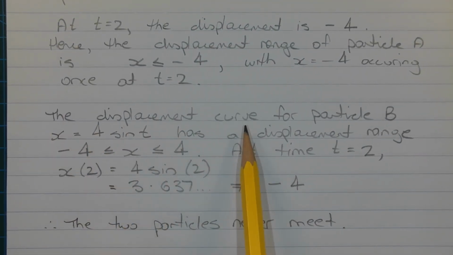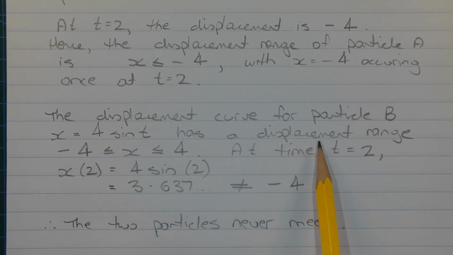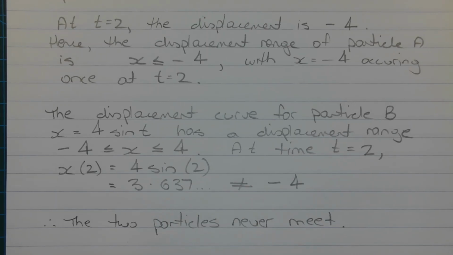Now, the displacement curve for particle B, x equals 4 times sine t, has a displacement range of x greater than or equal to negative 4 and less than or equal to 4. So the only time where particle A and particle B could meet would be at time t equals 2, no other time. At time t equals 2, the displacement of particle B is given by x of 2, which equals 4 times sine 2, which equals 3.637 and so on, which is not equal to negative 4. Therefore, the two particles never meet.